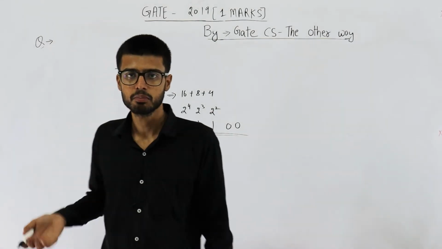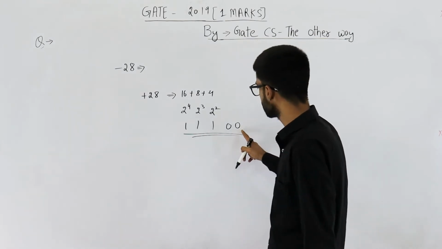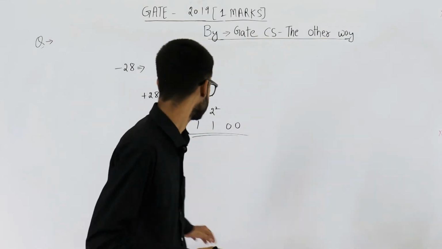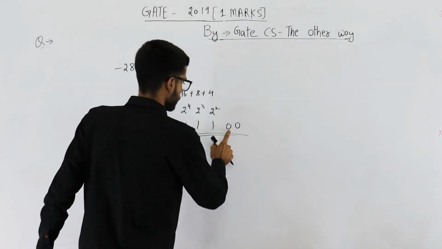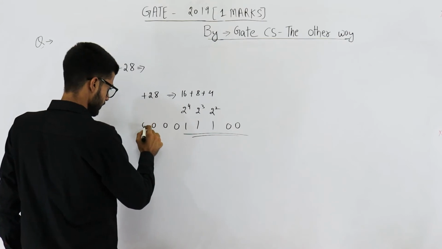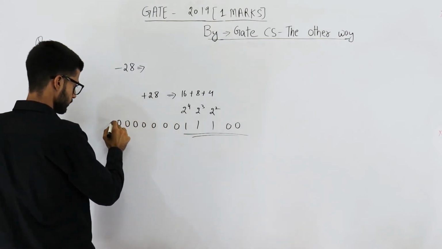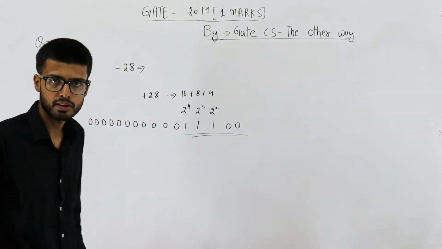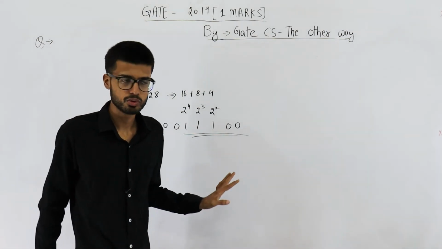Now to represent minus 28, we will first of all make this a 16 bit number. Let's do that. 1, 2, 3, 4, 5, 6, 7, 8, 9, 10, 11, 12, 13, 14, 15, 16. Now this is a 16 bit number. Just take its 2's complement.